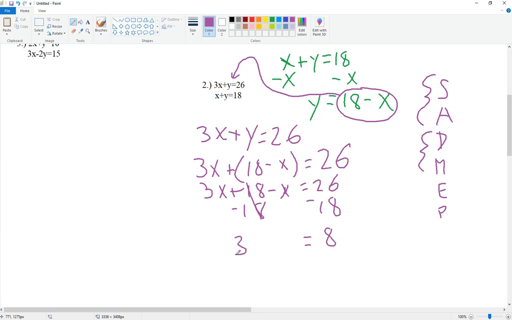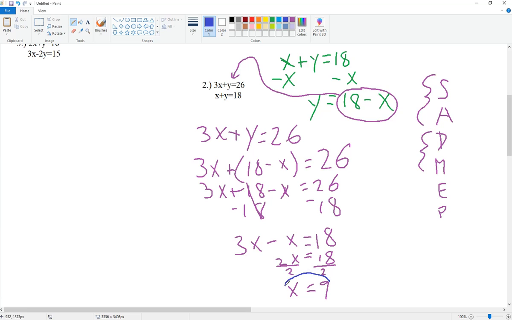So I have 3x minus x equals 8. If I have 3 x's and I take away an x, I now have 2 x's. And then in order to solve it, just divide by 2, because this was 2 times x, so in order to move it I have to divide. So x is equal to 4. Now I am not done.